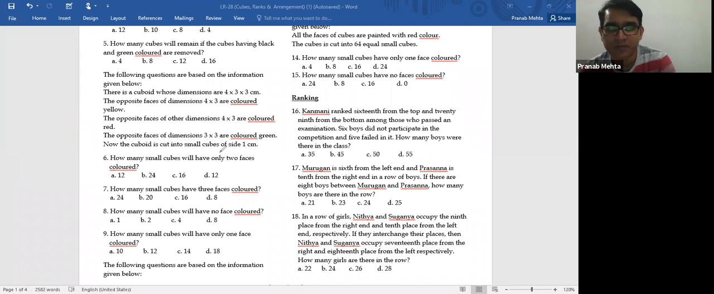Question number 17. Murugan is sixth from the left. This is an interesting question, so listen carefully. Murugan is sixth from the left, and Prasanna is 10th from the right. There is another person, Prasanna, and he is 10th from the right.